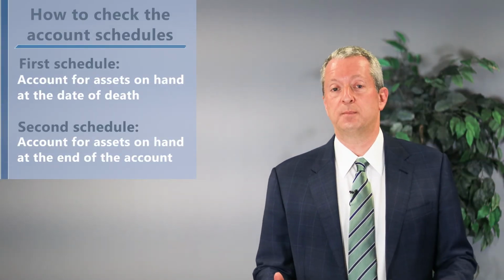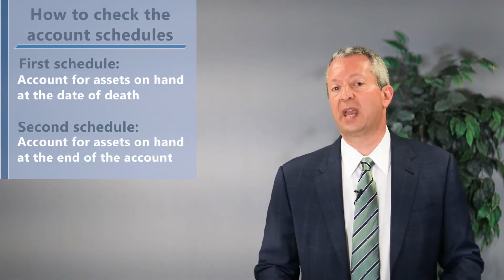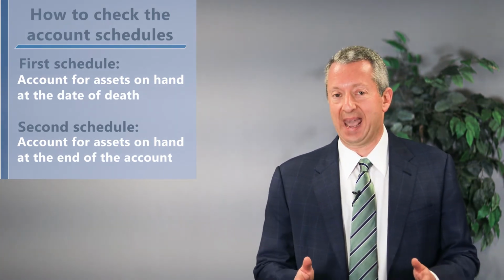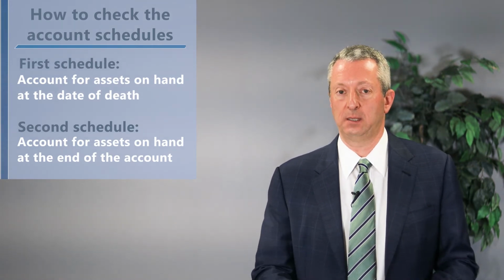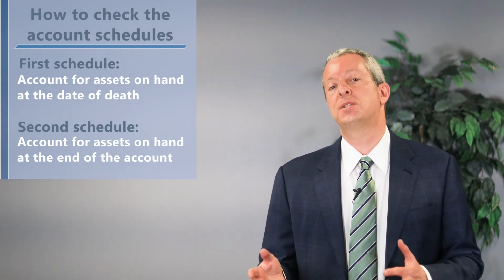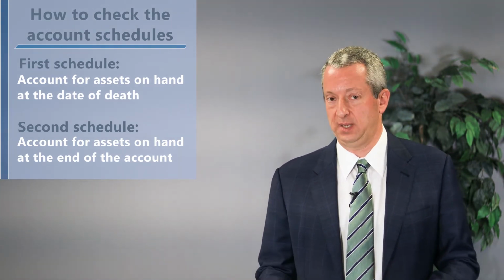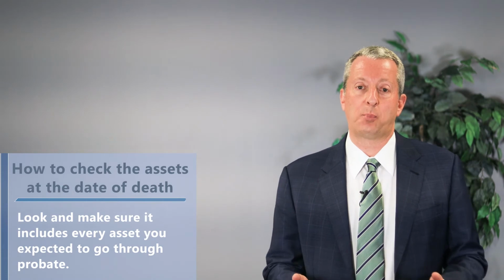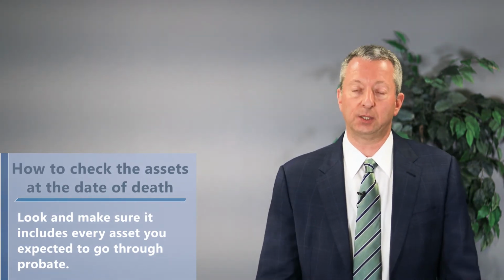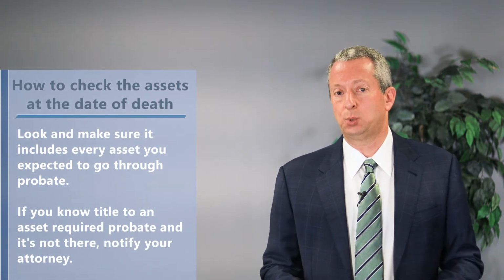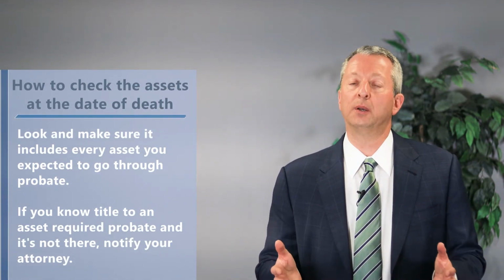The sixth item to inspect in the account are two schedules that appear in every account. The first is the schedule showing you the assets that were on hand in the estate at the date of death, and the second is the schedule showing you the assets on hand at the end of the account period. You want to look at the schedule for assets on hand at the date of death to make sure that it reports every asset that you expected to go through probate. If there's something that does not appear in that schedule of assets, then you need to understand why.